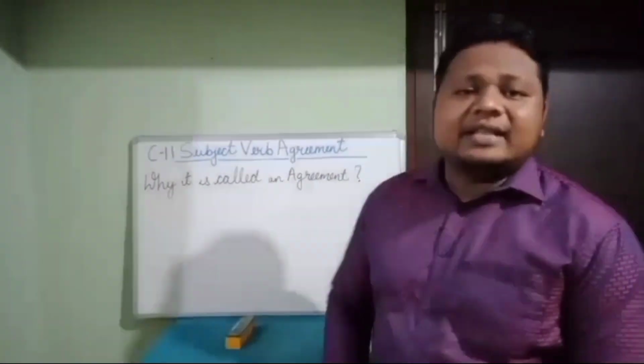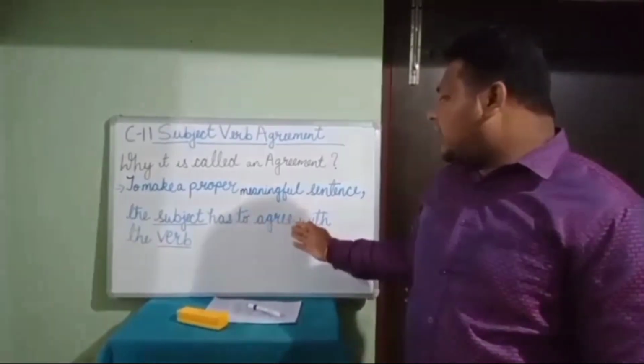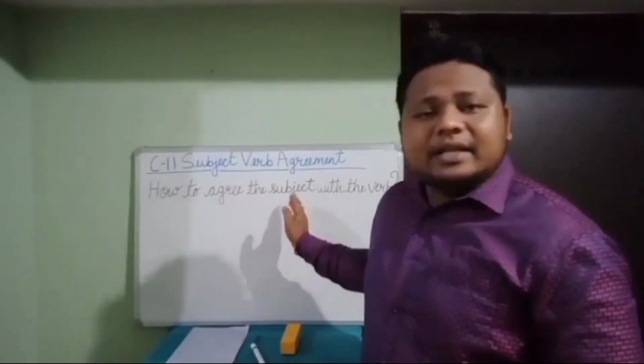Now, why is it called an agreement? It is called an agreement because to make a proper meaningful sentence, the subject has to agree with the verb. Another question comes to our mind: how to agree the subject with the verb? The answer is very simple, children.